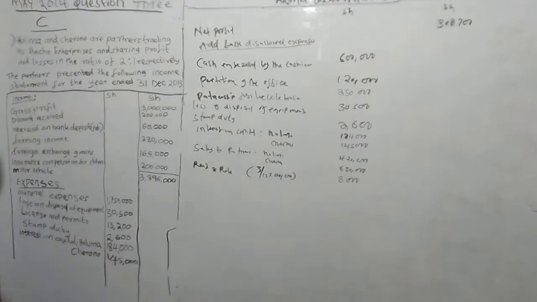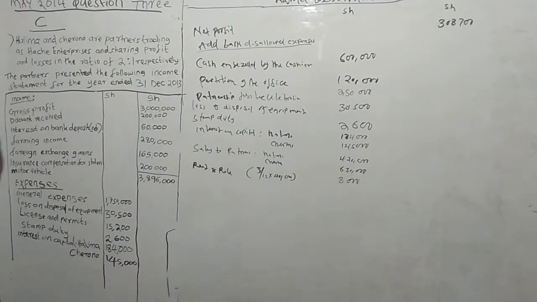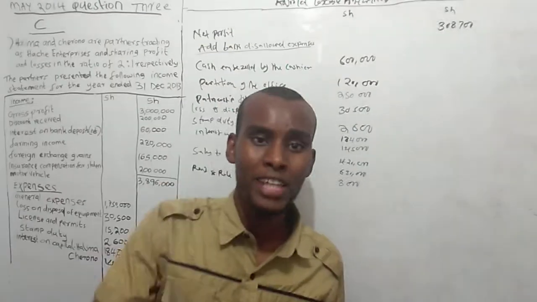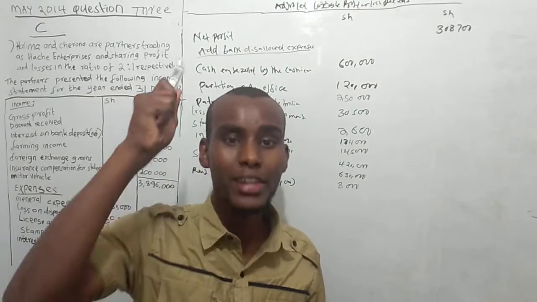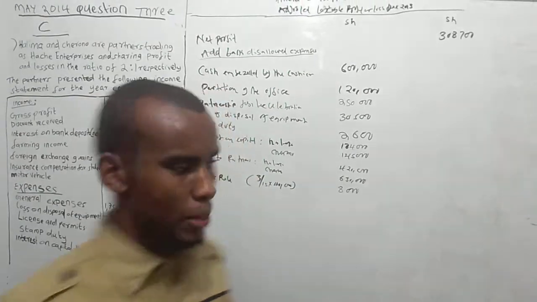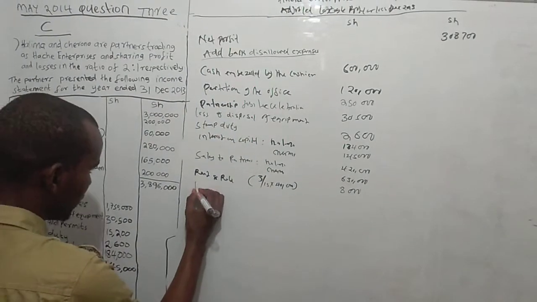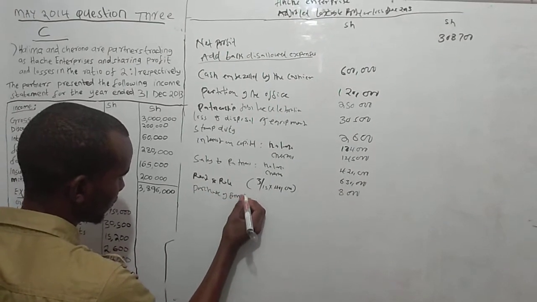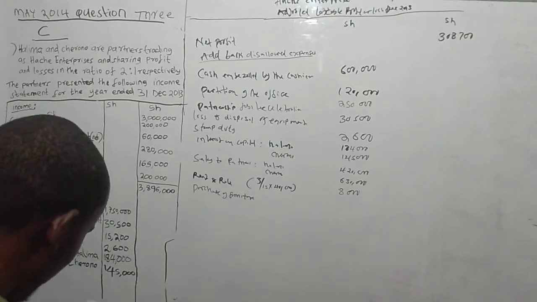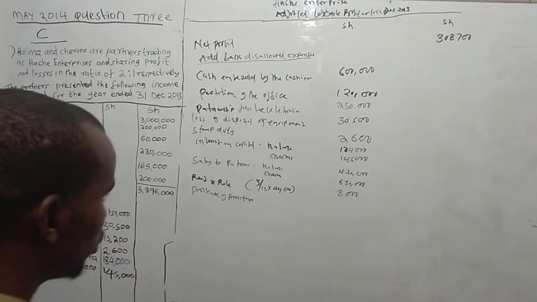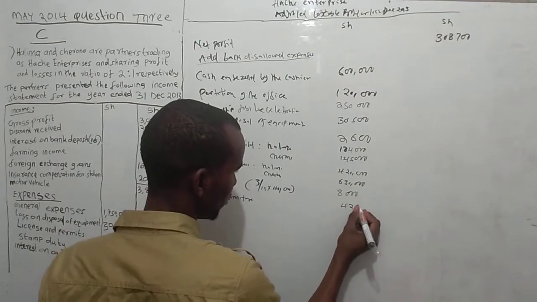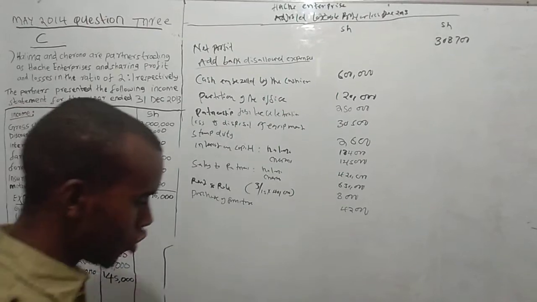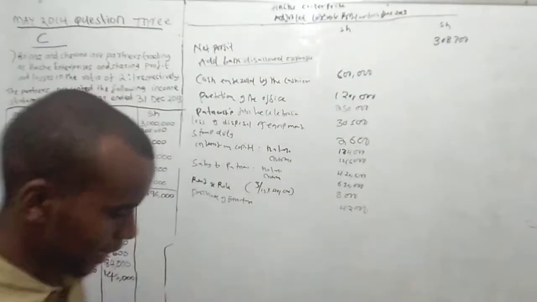Next expense after salaries and rent and rates is purchase of furniture. Remember, all purchases of fixed assets are disallowed, so we are going to disallow this purchase of furniture. The amount is 42,000. Remember, furniture also qualifies for wear and tear. We are going to use it later.